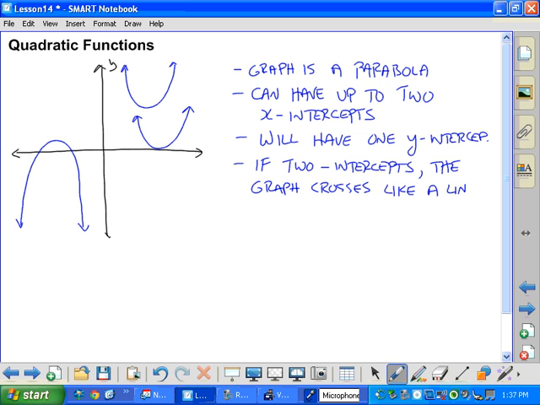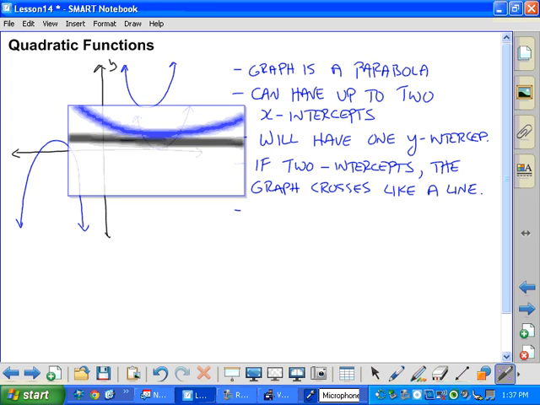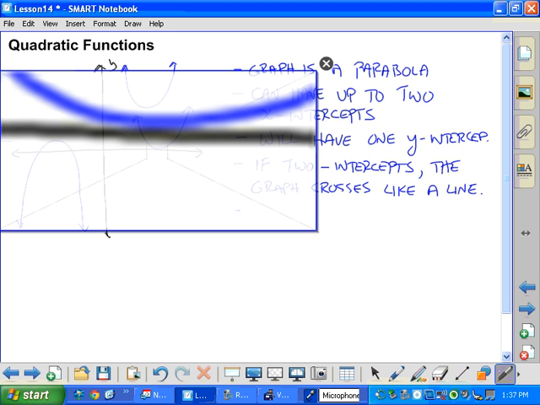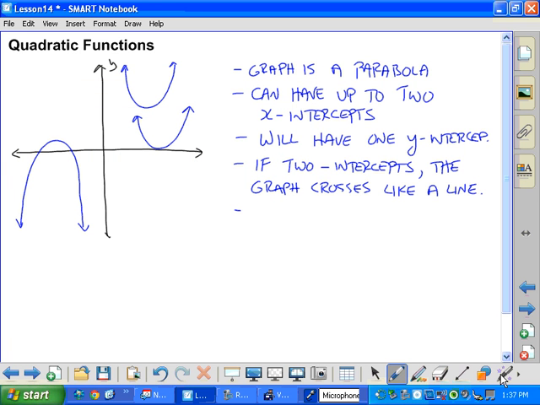What happens if there's only one intercept? So let's zoom in here. So there, we can see that the x-intercept, if there's only one, it acts like a parabola. So if one intercept, the graph crosses like a parabola.